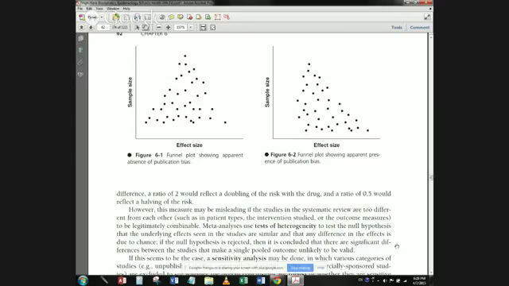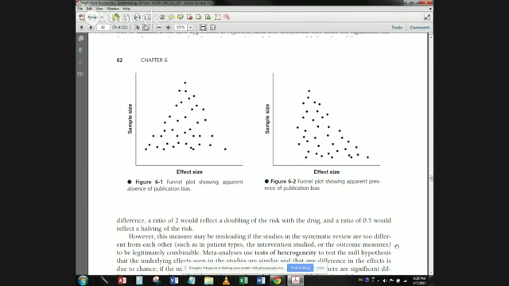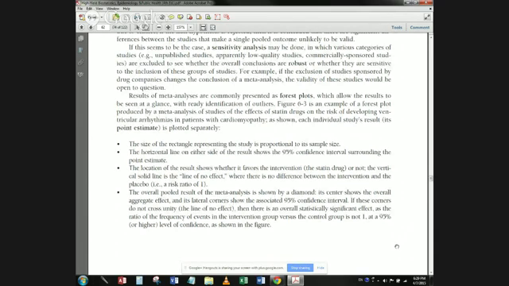If this seems to be the case, a sensitivity analysis may be done in which various categories of studies, for example, unpublished studies, apparently low quality studies, commercially sponsored studies, are excluded to see whether the overall conclusions are robust or whether they are sensitive to the inclusion of these groups of studies. For example, if the exclusion of studies sponsored by drug companies changes the conclusion of a meta-analysis, the validity of these studies would be open to question.